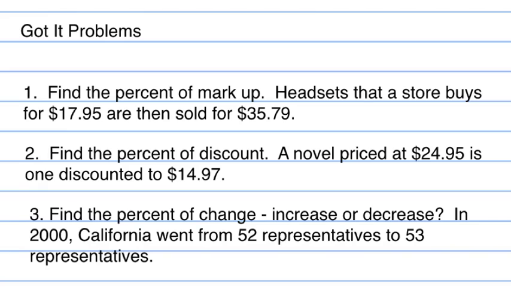Okay, here are your three got it problems. The first one states, find the percent of markup. Headsets that a store buys for $17.95 are then marked up or sold for $35.79, so we want to find the percent of markup. Number 2, percent discount. A novel is priced at $24.95 and is discounted to $14.97. What is the percent of discount?